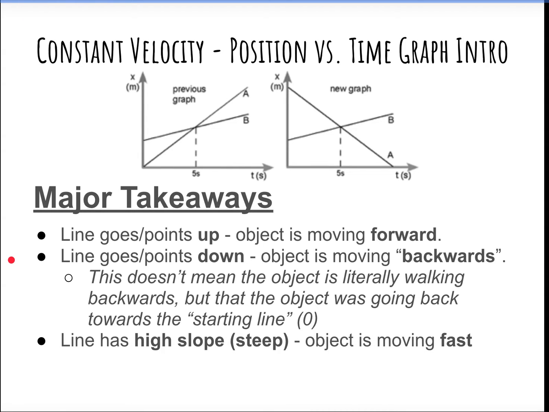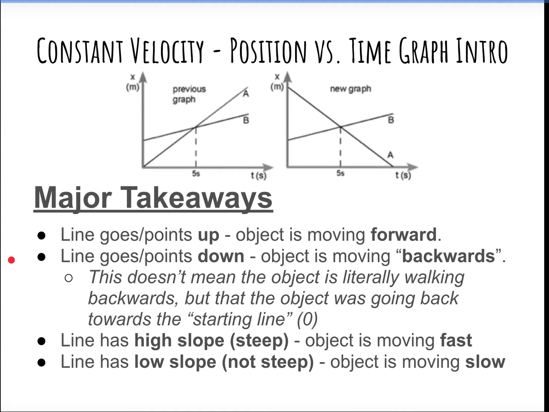A line that has a high slope or a steep slope means the object is moving fast. If a line has a low slope or not so steep slope, that means the object is moving slow. And we want to envision all of the movement within a position time graph as moving forward and backward along a tightrope line, okay? Imagine you are just in a straight line and you are moving backward and forward. There's no turning, there's no variation there. You're only moving forward and backward, okay?